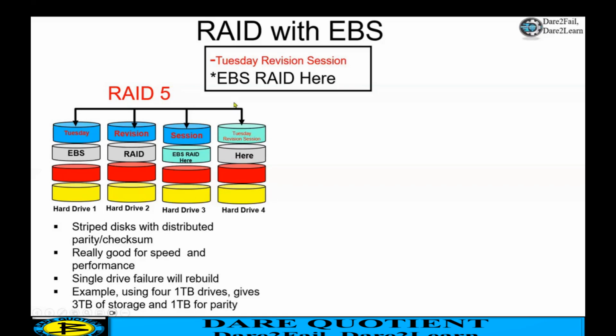And now for the next one, what happens is your checksum, or your parity, the drive in which it is stored, rotates as you keep storing data onto it. So for the second case, using "EBS RAID here", you have EBS stored into hard drive 1, RAID stored into hard drive 2, "here" goes into hard drive 3, and the parity goes into hard drive 4.